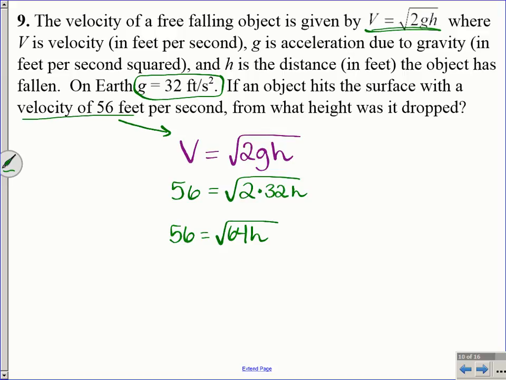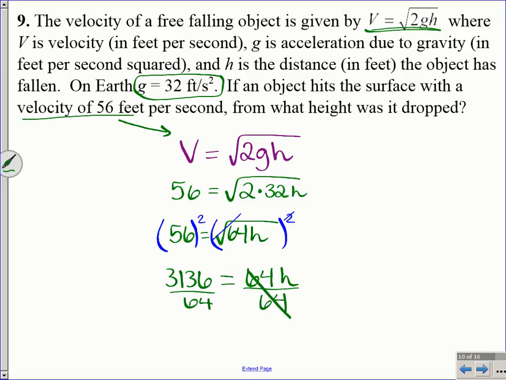Now notice how the 64 is trapped under a radical. So we got to get rid of that square root. And the best way to get rid of a square root is to square. Square root and square cancel each other out. So we have 56 squared, which is 3136, equals 64h. Divide by 64, and you get that h is 49. So 49 feet. And that's your answer.